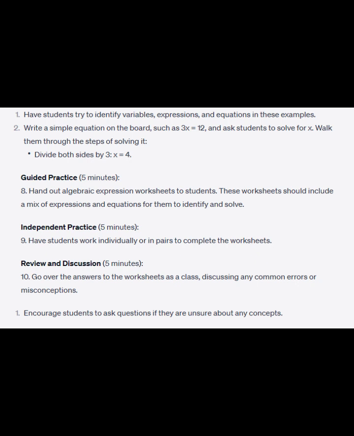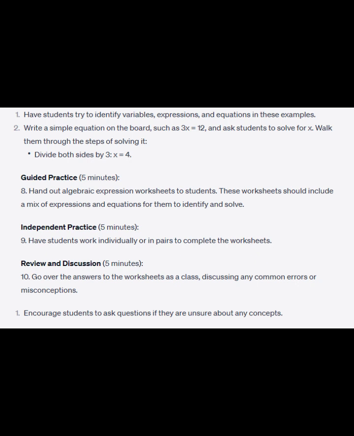Write a simple equation on the board, such as 3x = 12, and ask students to solve for x. Walk them through the steps of solving it. Divide both sides by 3, x = 4.